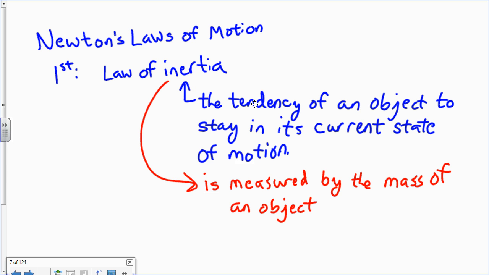So if we have an object with just a little bit of mass, then we say that object doesn't have a lot of inertia. If we have an object with a lot of mass, we say, well, that object has a lot of inertia. So inertia is simply measured by mass.